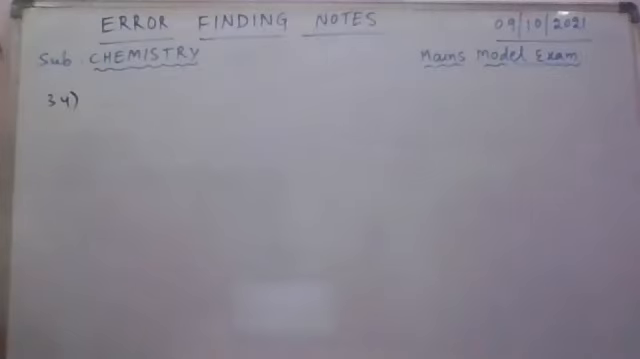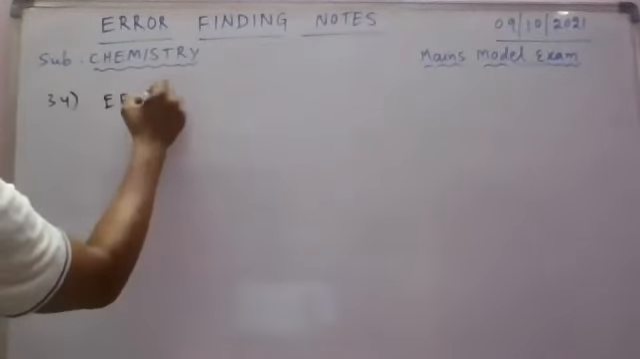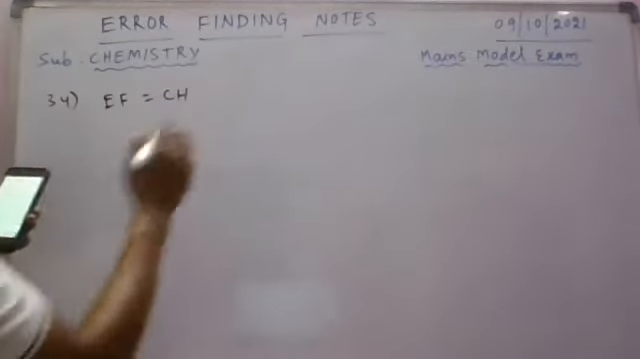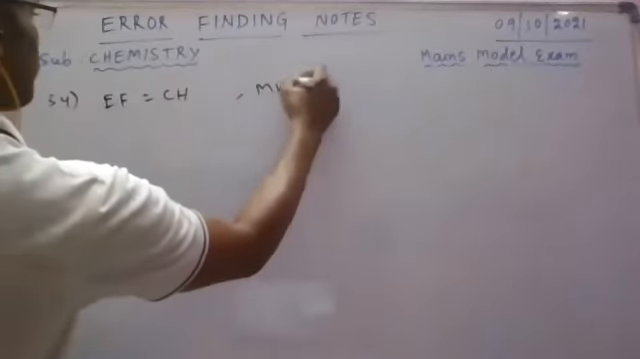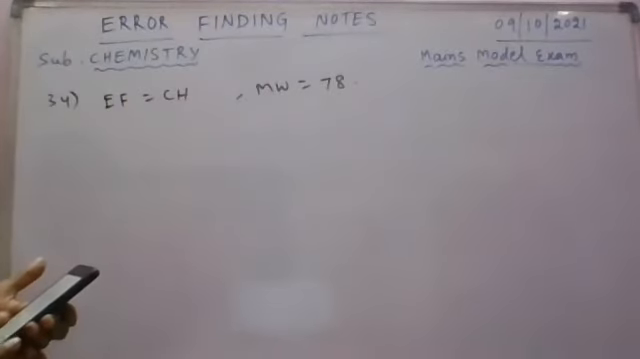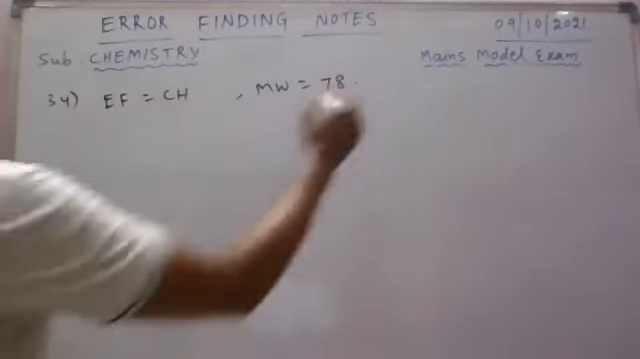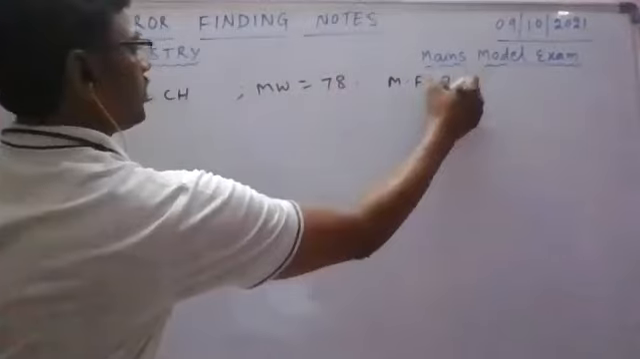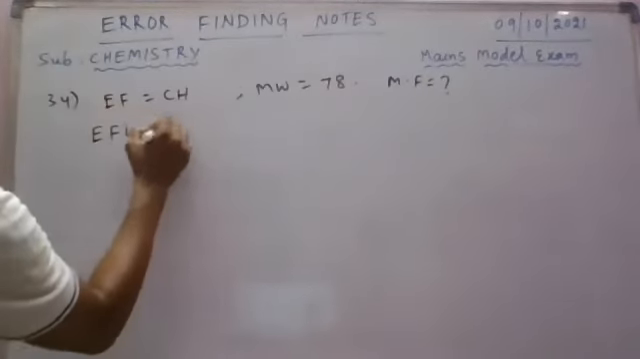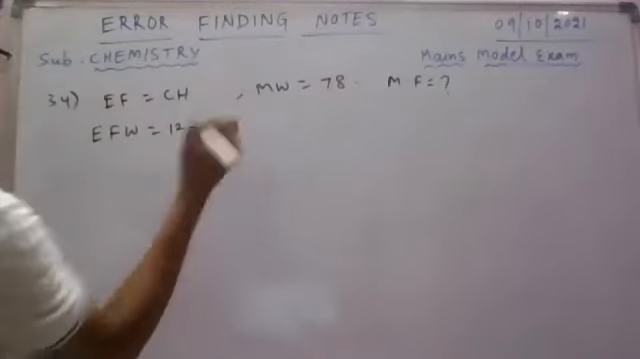Question number 34. Here the empirical formula of the compound is given as CH, and the molecular weight of the compound is given as 78. Then the question is, what is the compound's molecular formula? From the empirical formula, we can calculate the empirical formula weight: 12 plus 1, that is 13.